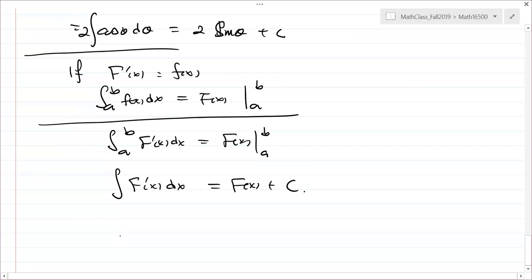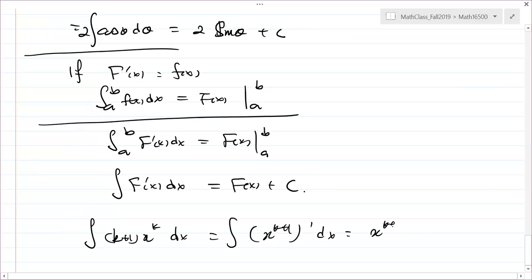So the integral of k plus 1 times x to the k dx is the integral of the derivative of x to the k plus 1, dx. That's going to be x to the k plus 1 plus c.